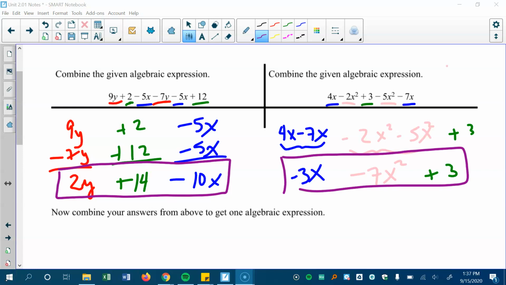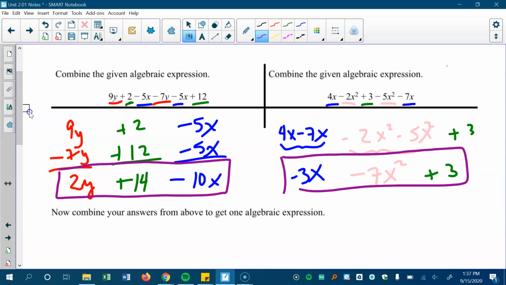And I hope that you were able to get this answer here. The answer for this one was minus 3x. I combined 4x minus 7x using a horizontal way. I combined minus 2x squared and minus 5x squared because those were different than x's. And I got a minus 7x squared. I had a positive 3 constant all by itself, and this was my answer. I was not able to combine anything else after that because they were not like terms.